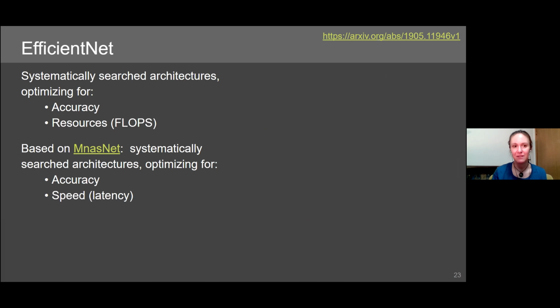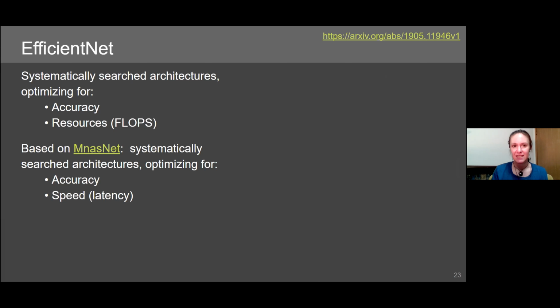And they based this off of a previous paper that they wrote where they found MNASNet, which is essentially the same thing, except instead of optimizing for accuracy and resources, they optimized for accuracy and speed, measured as the time that it took the model to run on a cell phone, because they were interested in finding these networks that could be run quickly on cell phones and other mobile devices.